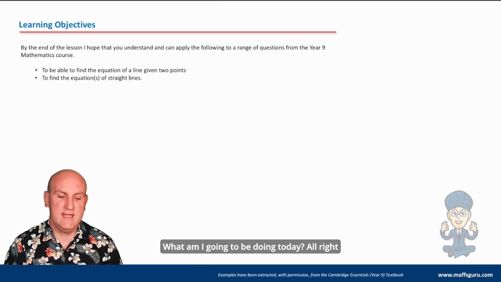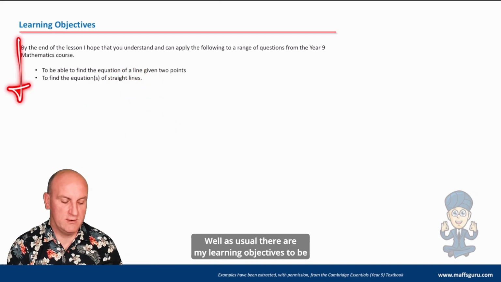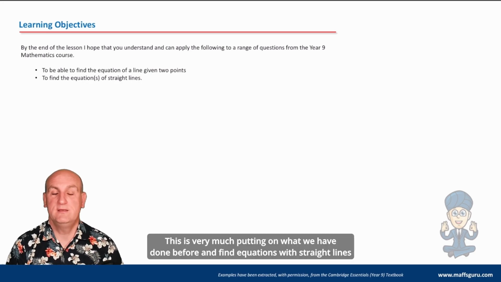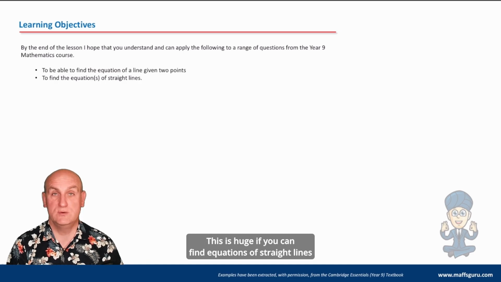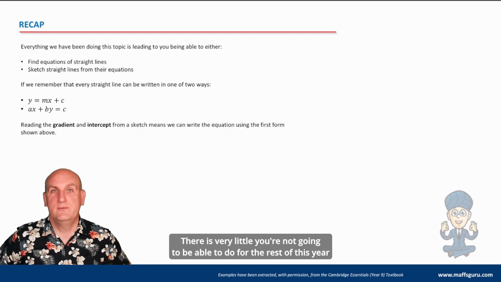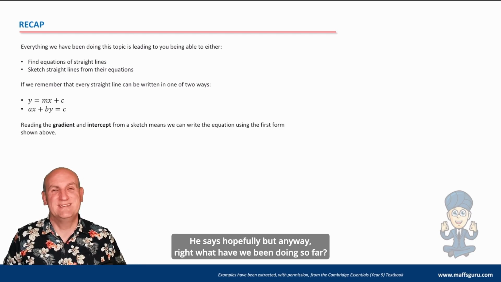What am I going to be doing today? Well, as usual, there are my learning objectives: to be able to find the equation of a line given 2 points. This is very much building on what we have done before with finding equations of straight lines. This is huge. If you can find equations of straight lines, there is very little you're not going to be able to do for the rest of this year, hopefully.